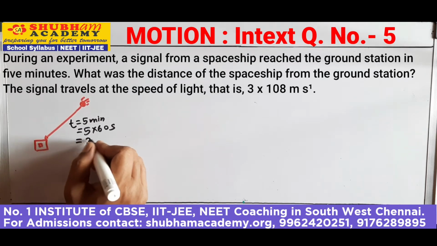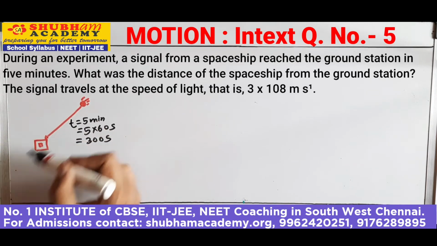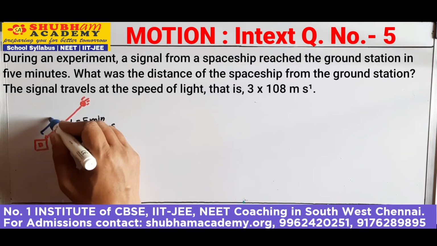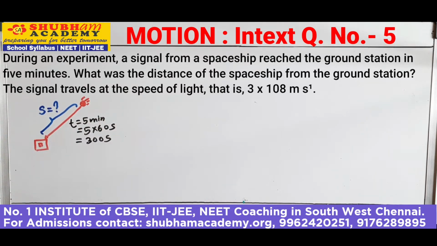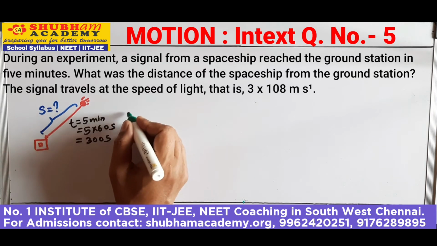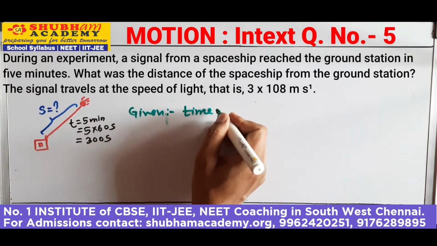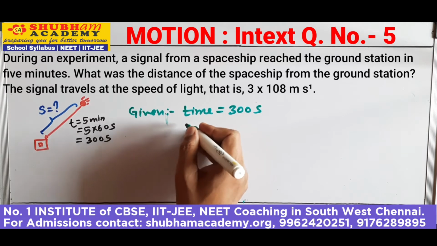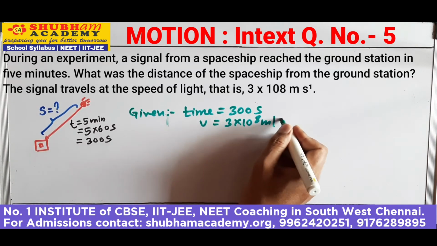So 300 seconds it takes for a signal to reach from this position to this position. What was the distance of the spaceship from the ground station? So what you need to find is this distance. This distance is denoted by s, so this you need to find, right. So what is given to you? Given time is equal to 300 seconds, right. Then what else? Speed of light is given. So v is equal to 3 into 10 power 8 meter per second.